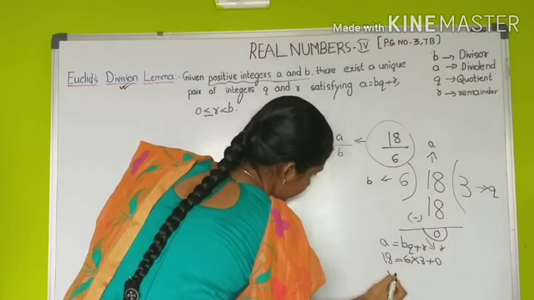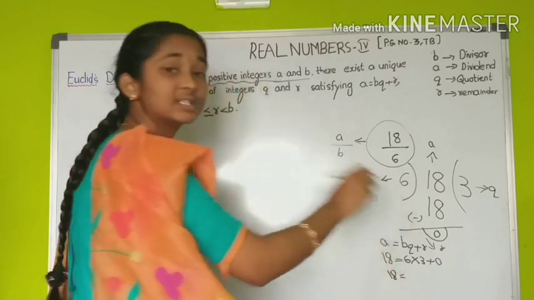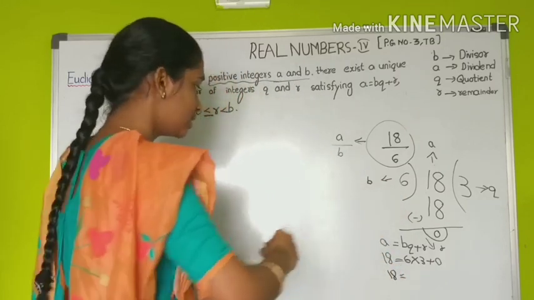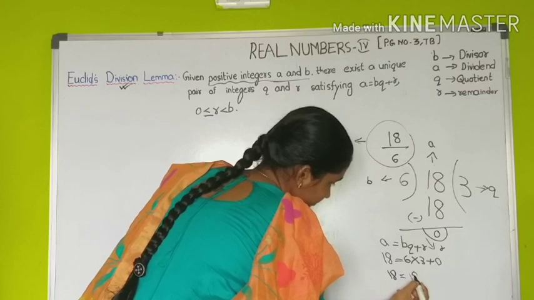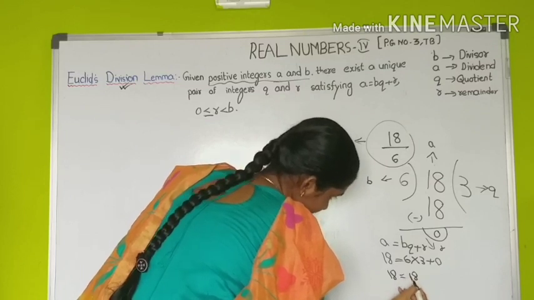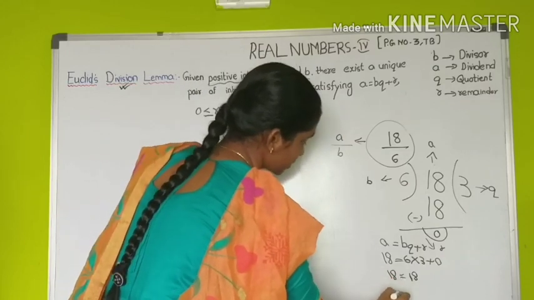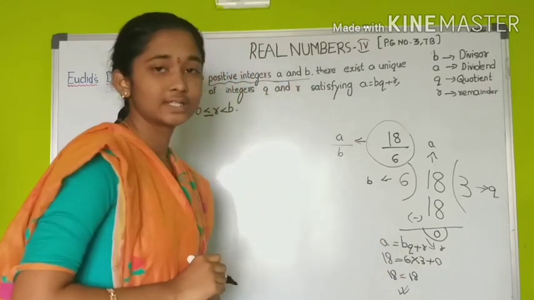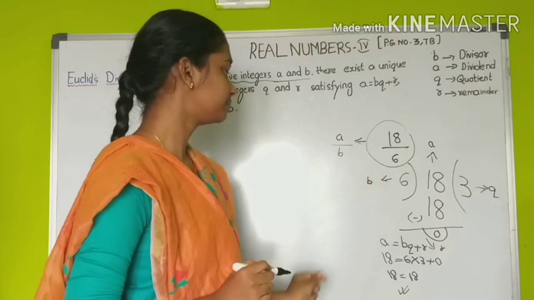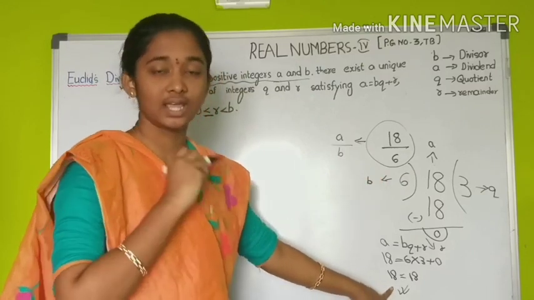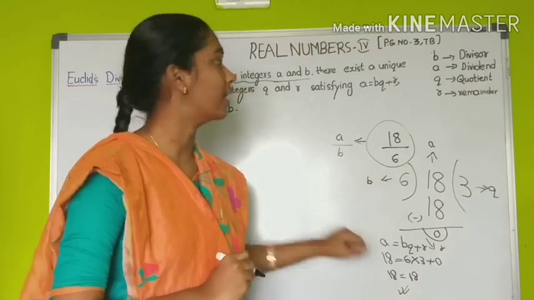So we write here 0. And here we write 18. And what is the value of 6 into 3? 6 3s are 18. So here also we write 18. And 18 plus 0 is nothing but 18. So here 18 is equal to 18. So it shows that it follows the Euclid's division lemma. So any division satisfies this condition, that is A is equal to B into Q plus R.